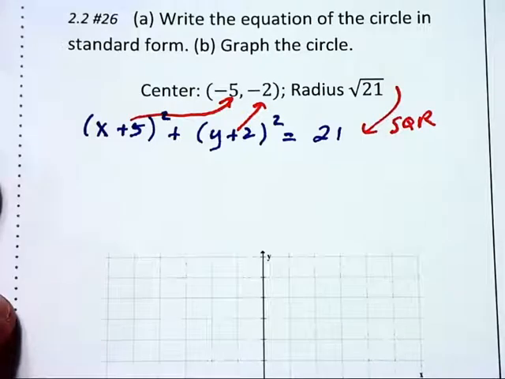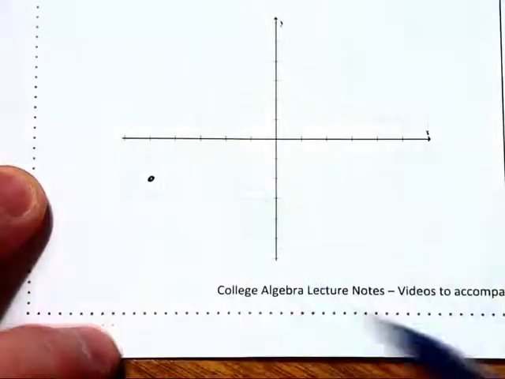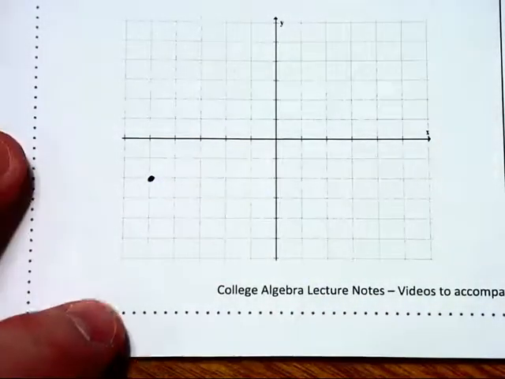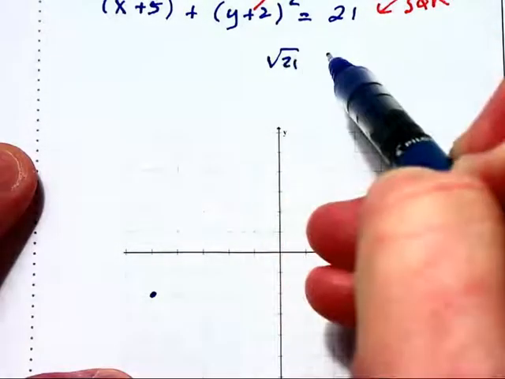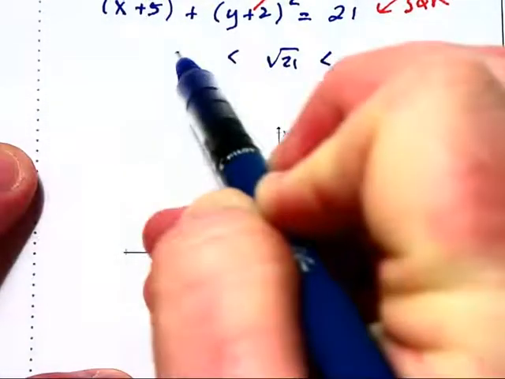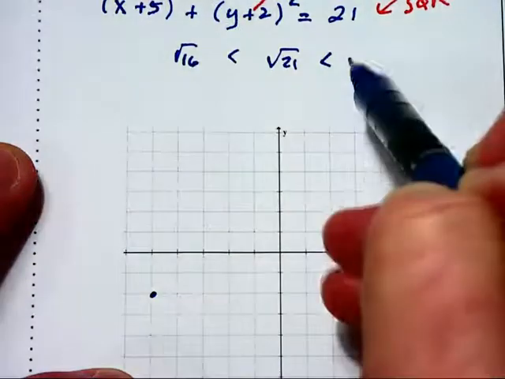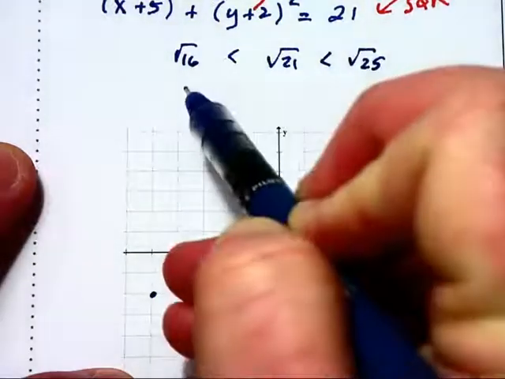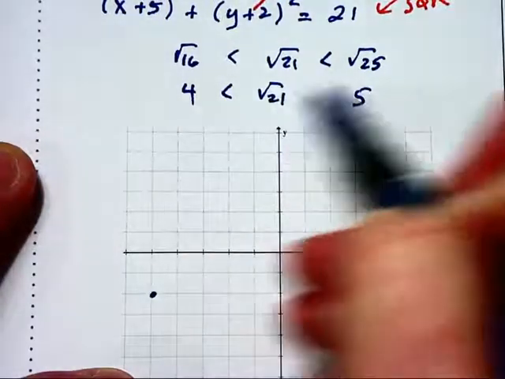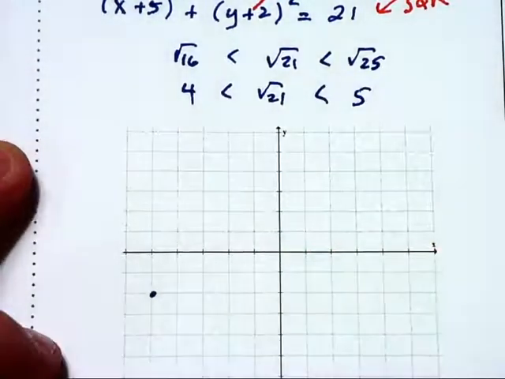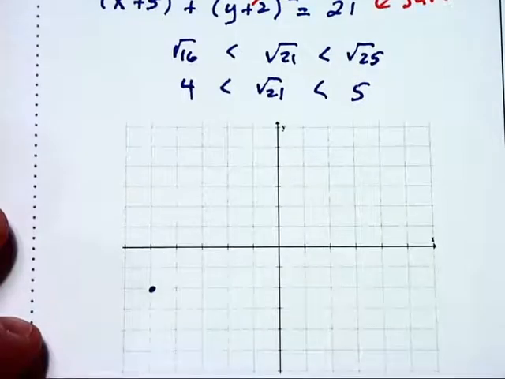Now when it comes to graphing this, we start by plotting the point at the center at (-5, -2). Now the radius is the square root of 21. What do we know about the square root of 21? Well, we know it's between the square root of 16 and the square root of 25, which are 4 and 5. Therefore, the square root of 21 is between 4 and 5. So let's call it 4.5-ish.